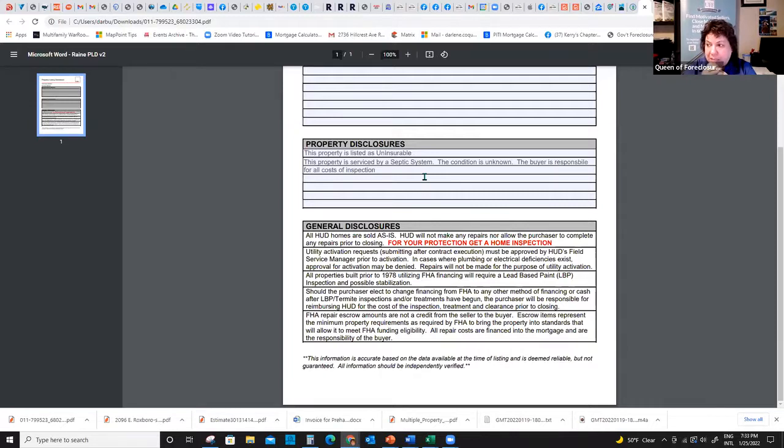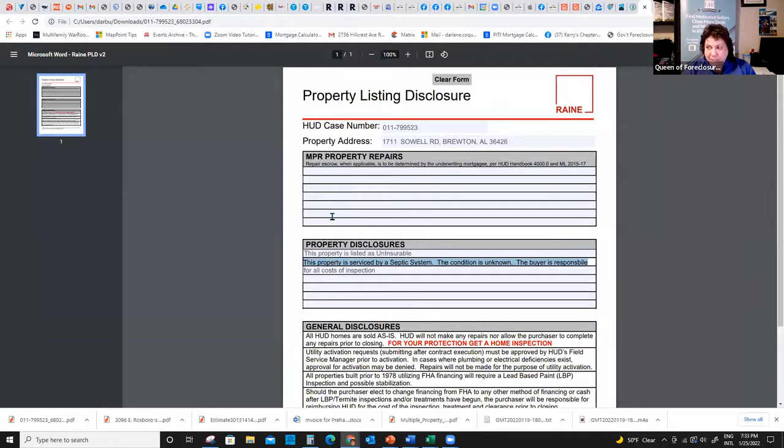The property is serviced by a septic tank. The condition is unknown. The buyer is responsible for all costs of inspection. That's some good information right there. That says buyer beware. Make sure you're not so new that you don't know what to do about this. I'm excited when I see this, because I know it's going to stop some people. It doesn't bother me. When I look at the house from the outside, if I can get on the inside, I will.